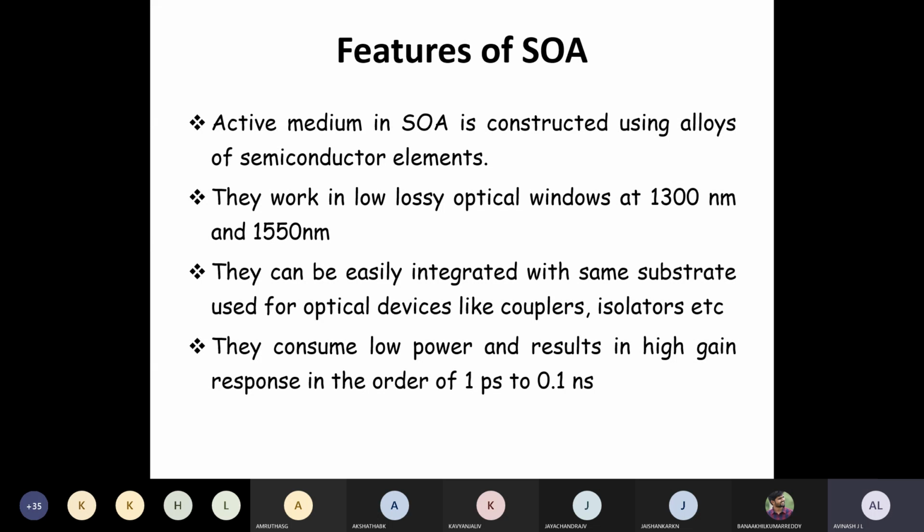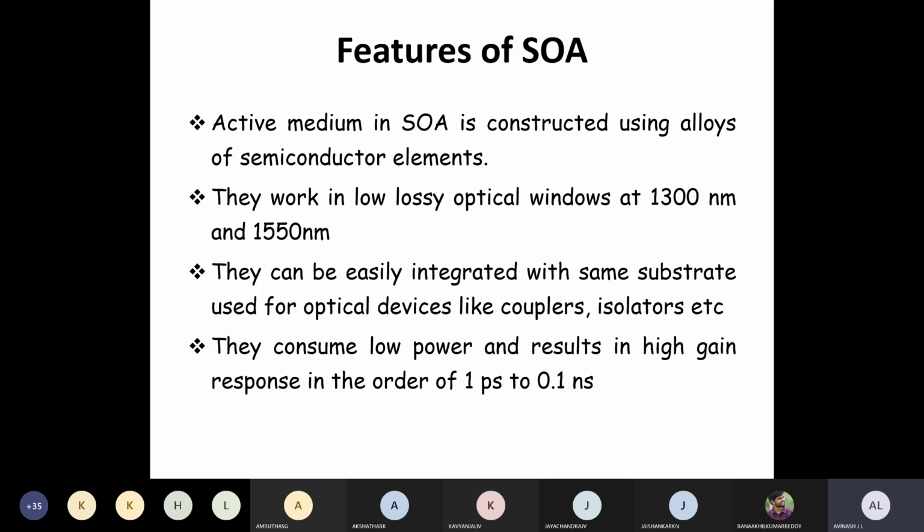Okay, that is the third feature. It says that they can be easily integrated with the same substrate used for optical devices like couplers, isolators, etc.